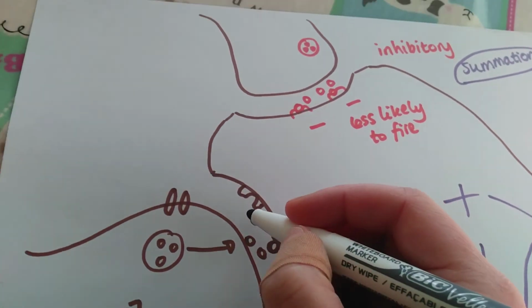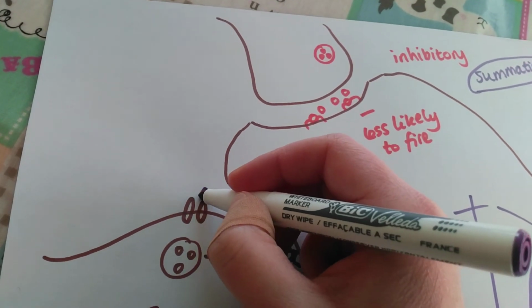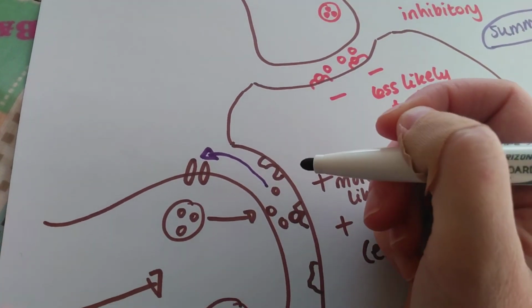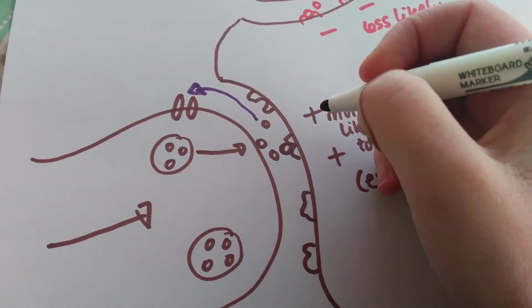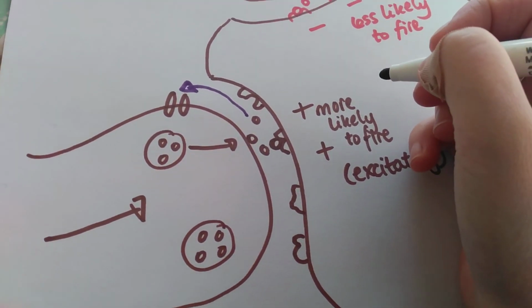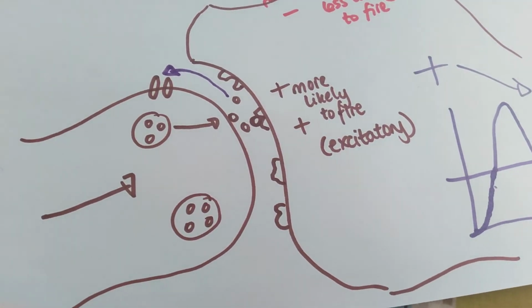Don't forget what can happen afterwards is they can be either reuptaken back into the presynaptic neuron, or they can be destroyed by enzymes. So those are the two things that can happen afterwards. That was synaptic transmission.